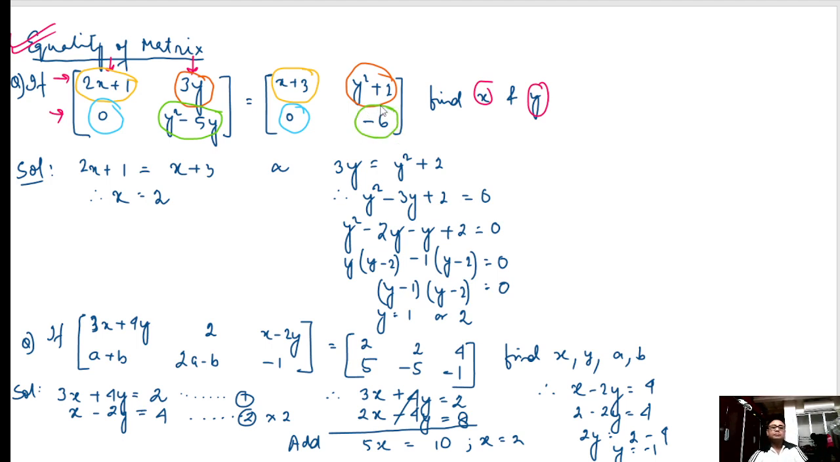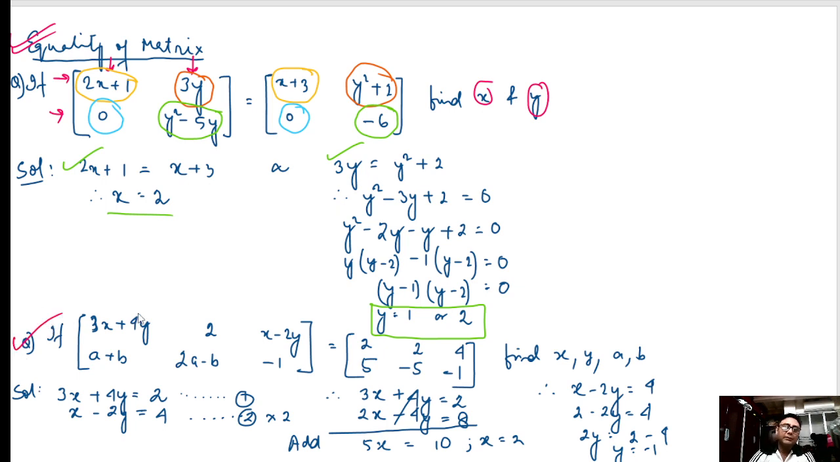Now taking this, 2x plus 1 equal to x plus 3, we can find x. Similarly, 3y is equal to y square plus 2, so we can factorize it and find the value of y easily. So this is how you can find the unknown values if you know that it is an equal matrix. You can equate their positions and find out the unknown things. Next, let us move ahead.